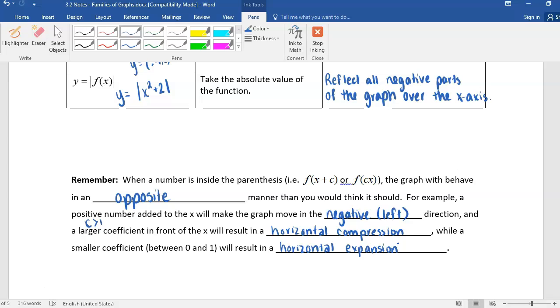So everything inside the parentheses is backwards. Everything on the outside of the parentheses behaves like you think it should. So a plus 5 is going to move the graph up 5. A big number will expand the graph. A small number will compress. But on the inside of the parentheses is opposite.